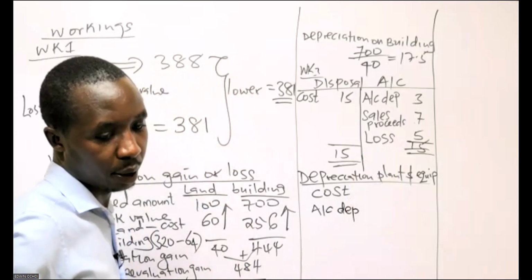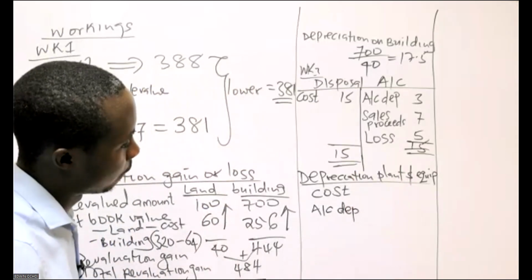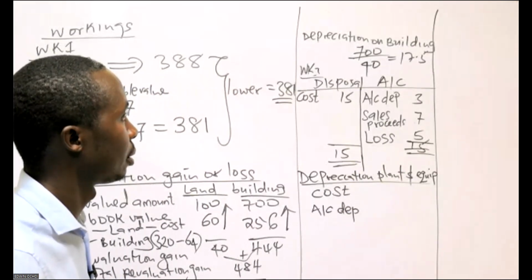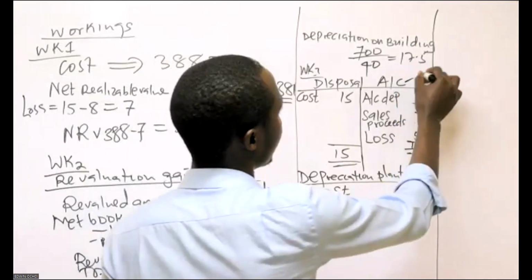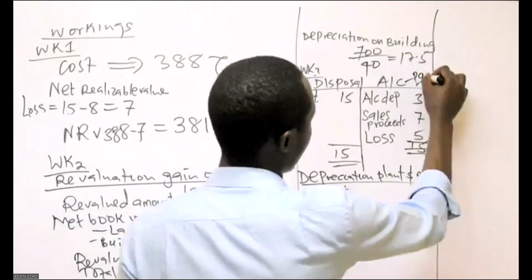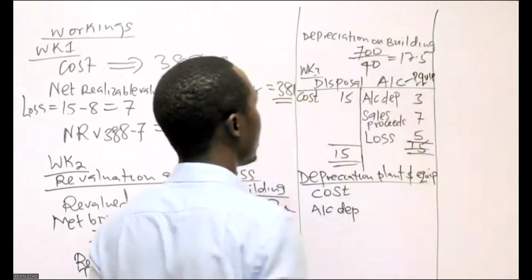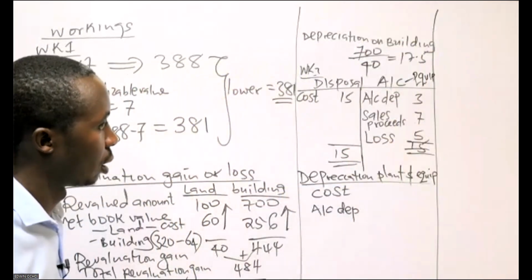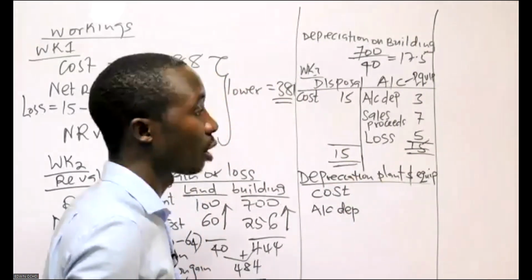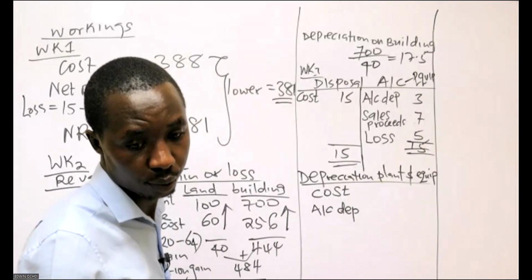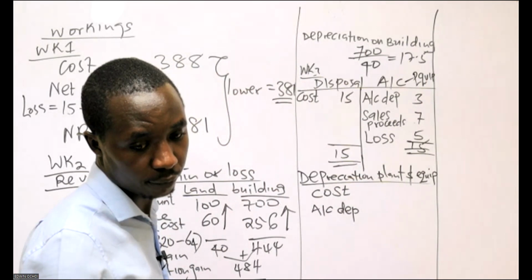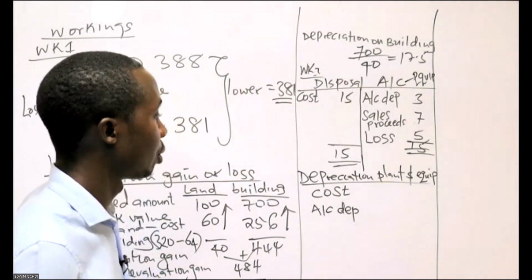We have to take the cost minus accumulated depreciation. Then we multiply with the rate. But first, remember there was a plant which was disposed. This was an equipment which was disposed. So before I apply my formula, I need to get the correct cost after disposal and the relevant accumulated depreciation.